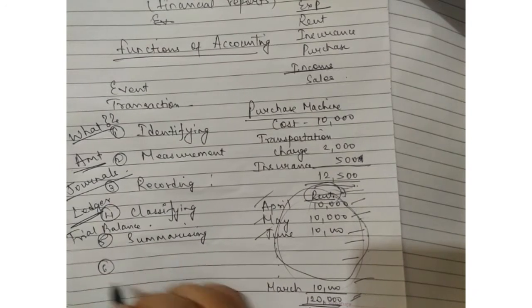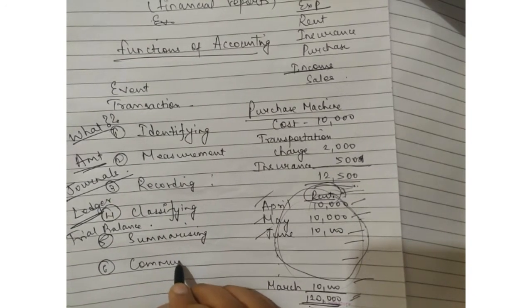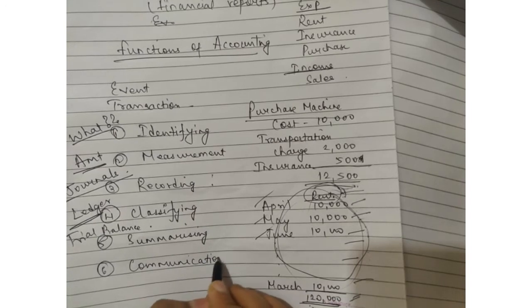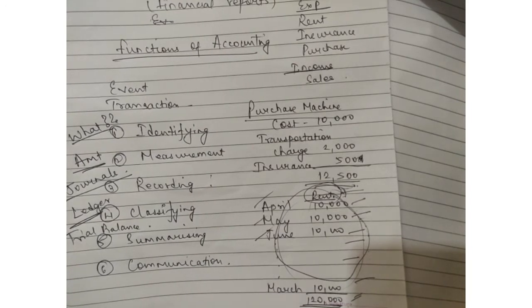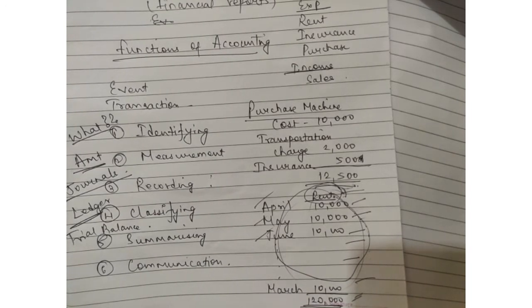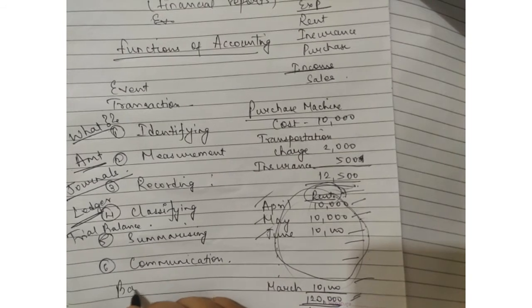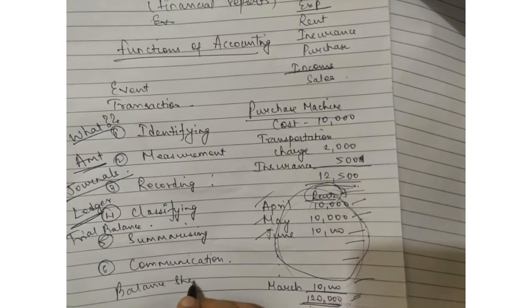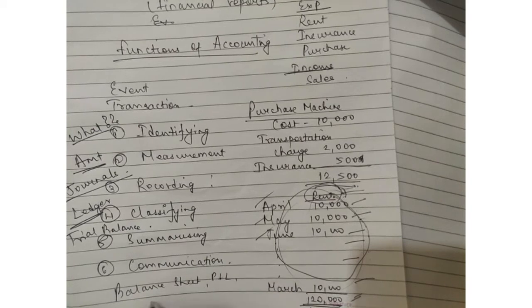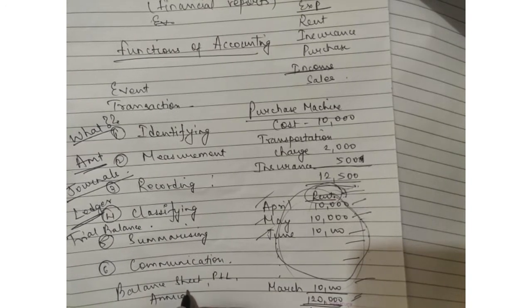And last is communication. As we've already seen that there are many users who require information about the firm, so communication is done in the form of balance sheet, PL, annual reports, etc.